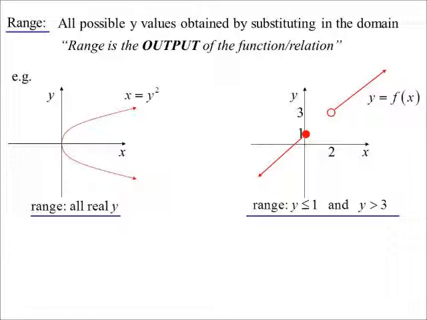By the way, when you are writing domain and range, when you say all real, you do mention all real y or all real x, because you need to let them know that you understand that it's the x values for the domain and the y values for the range. If you just wrote all reals, they'd ask, do you mean the x values? Do you mean the y values? So, all real y.